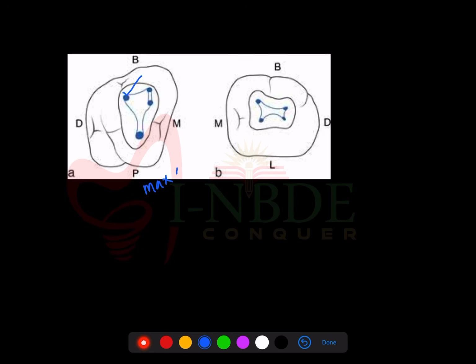Regular. This is a maxillary first molar. So this is a palatal one. The palatal one is the biggest one, and the next ones are the mesobuccal and the distobuccal, right? The mesobuccal is MB1 and MB2. Sometimes it will be one, but in most cases it will be split into two, that is mesobuccal 1 and mesobuccal 2, and distobuccal, and this is the palatal.